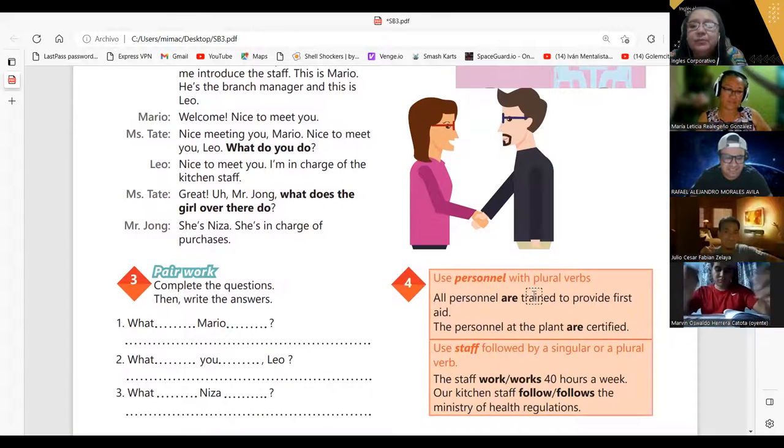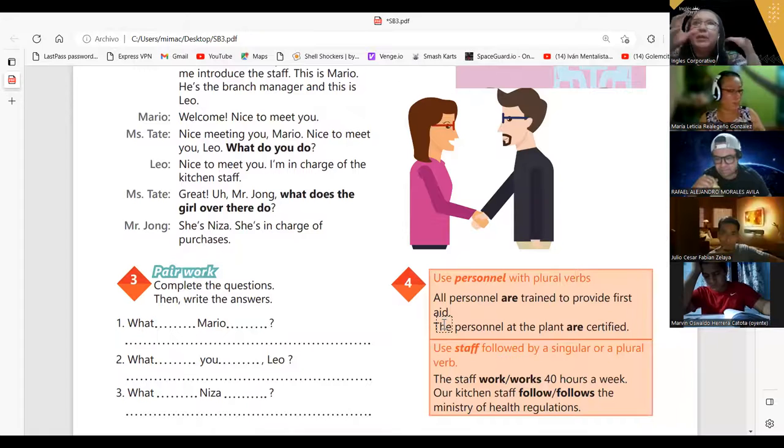But let's use personnel. If you remember, yesterday we were working with this, okay? We use personnel with plural verbs. All personnel are trained to provide first aid. The personnel at the plant are certified. So it means all the people, all the staff. And we use the word staff followed by a singular or plural verb.